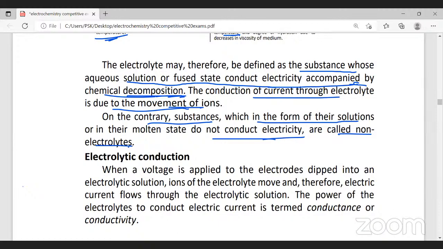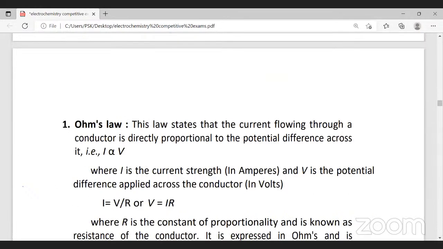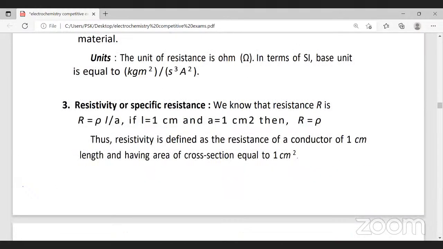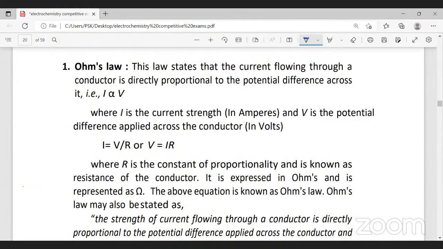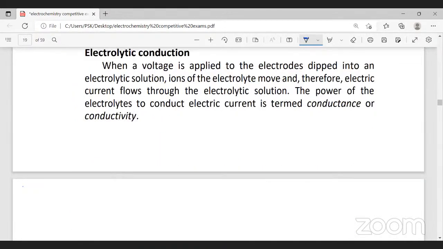The next topic is electrolytic conduction. All right, this electrolytic conduction, resistance, all this is a long part of the topic. So if I start that, we will not be in a position to complete. We will do that on Friday.